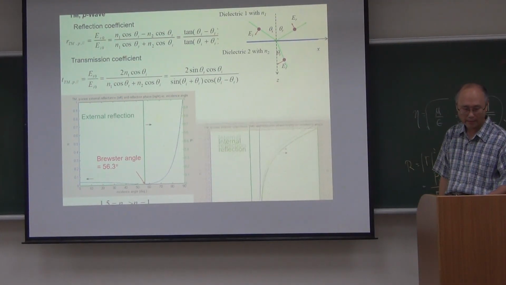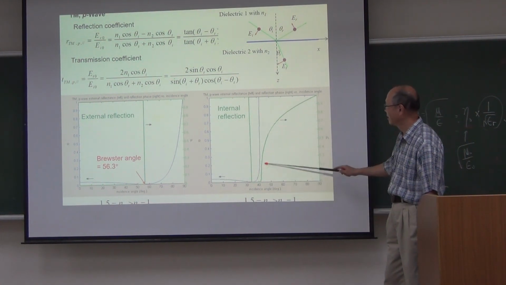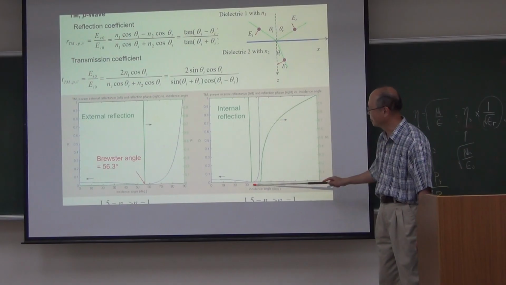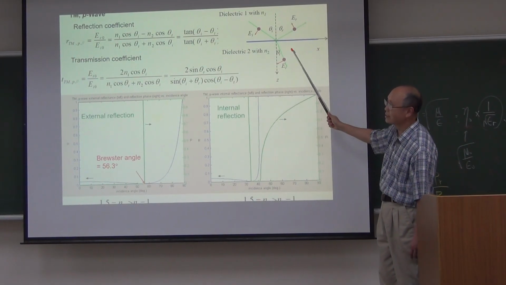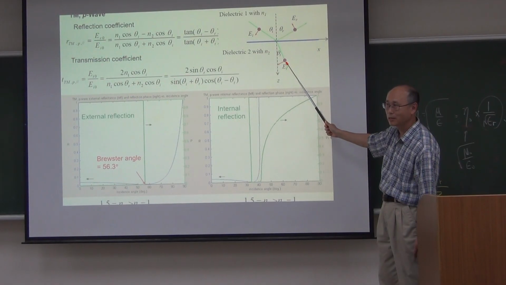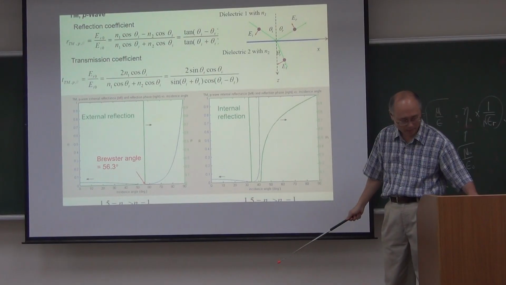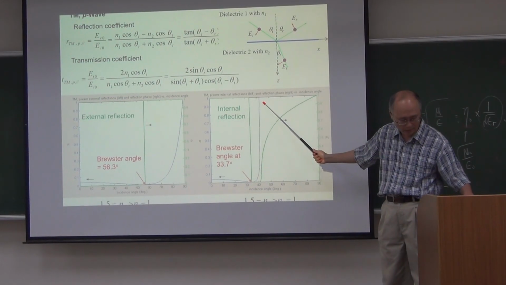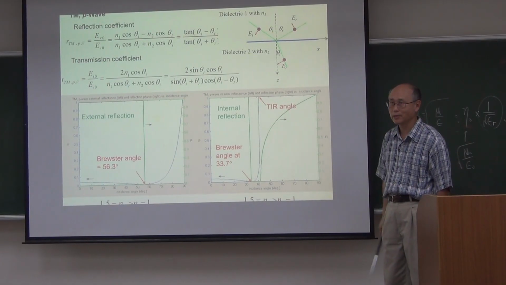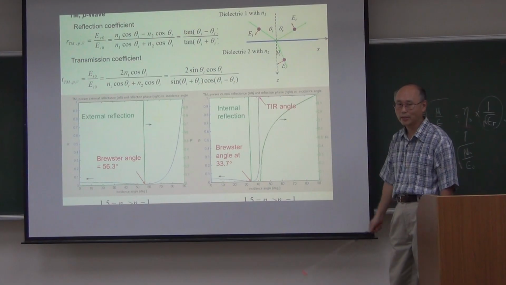But if we have an internal reflection, it's different. This blue curve, well, if this is glass, it's an air. First, you have the Brewster angle. Second, you also have total internal reflection. And this is internal reflection.